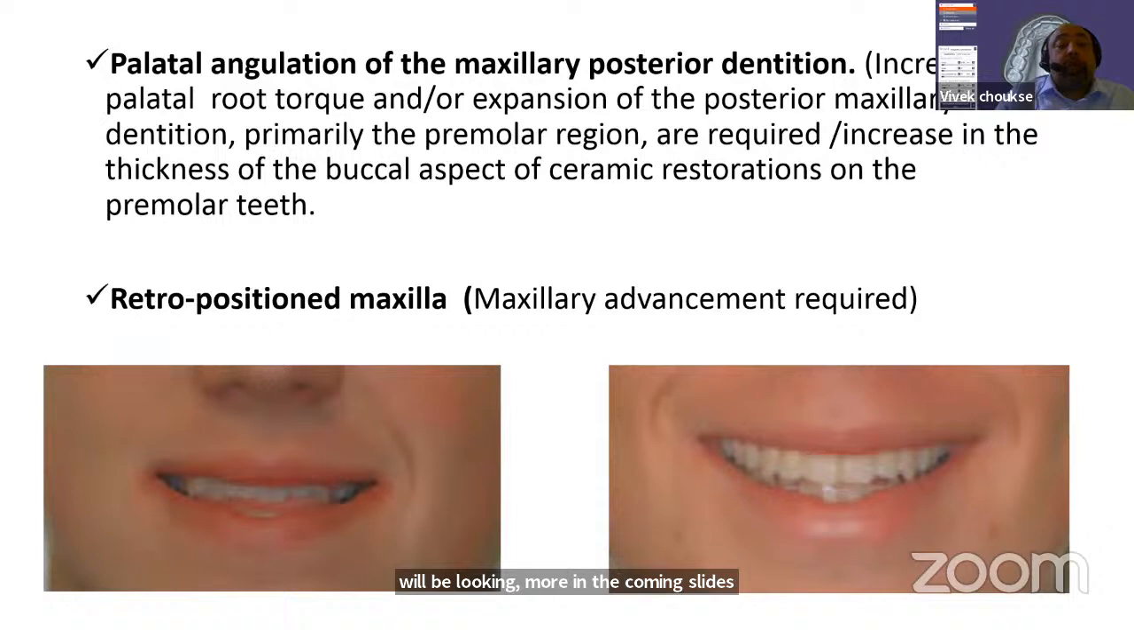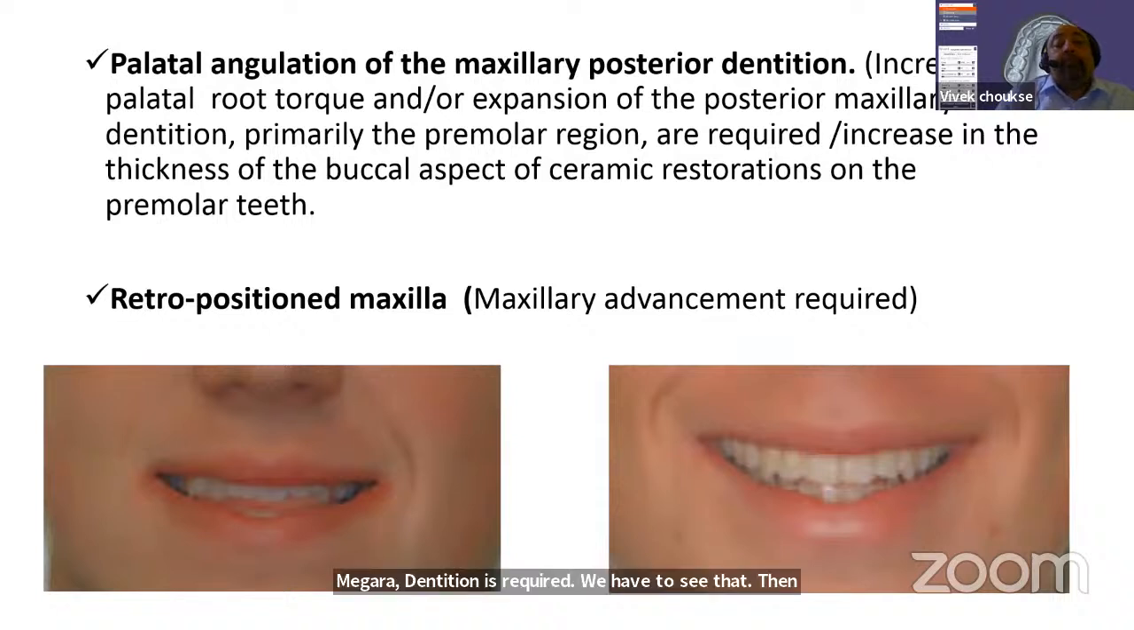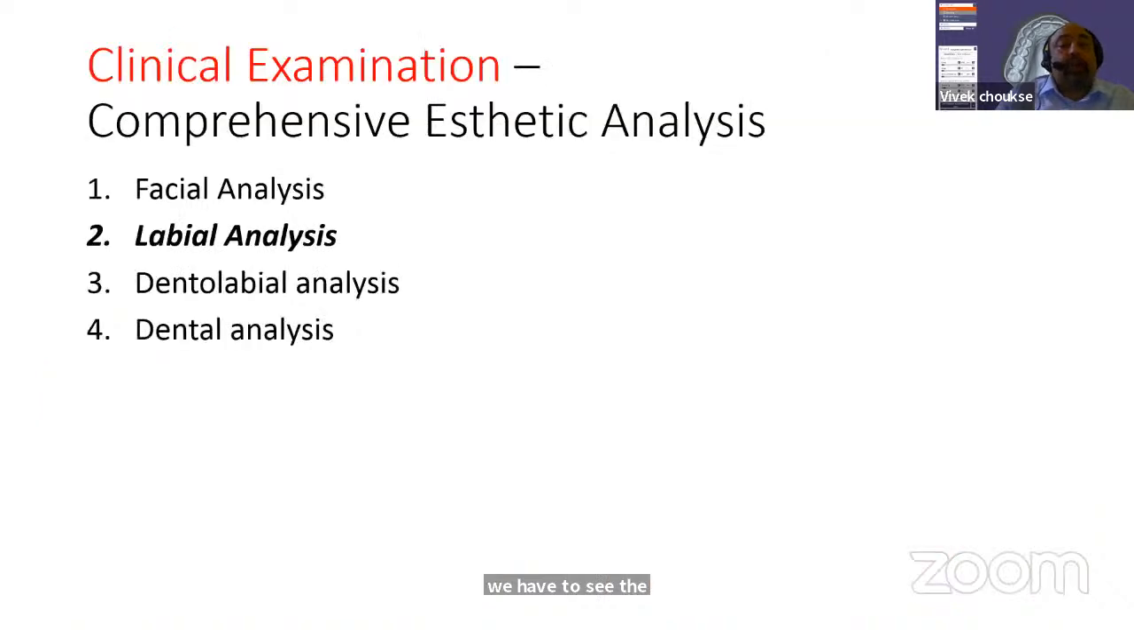Then we should see the palatal angulation of the maxillary posterior teeth, whether there is increased palatal root torque or whether expansion of the posterior maxillary dentition is required. We have to see that. Then we have to see the retroposition of the maxilla, whether maxillary advancement is required or not.